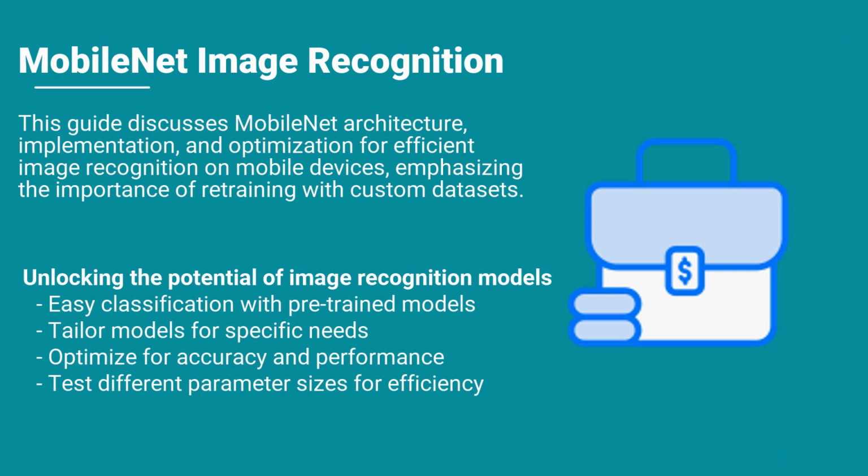As we wrap up our exploration of Mobilenet models, we have delved deep into their architecture, implementation, and retraining processes for practical image recognition tasks. We've seen how easy it is to classify images using pre-trained models and how to tailor these models to meet specific needs by retraining them on custom datasets. The use of Mobilenets revolutionizes the capability to employ advanced techniques of image recognition on everyday mobile devices while balancing performance and size. As an exercise, consider experimenting with different parameter sizes for your mobile model to determine the ideal balance of accuracy and computation for your specific application.